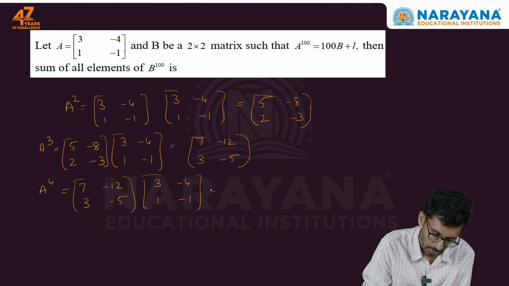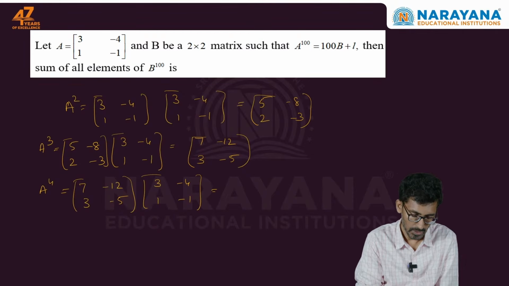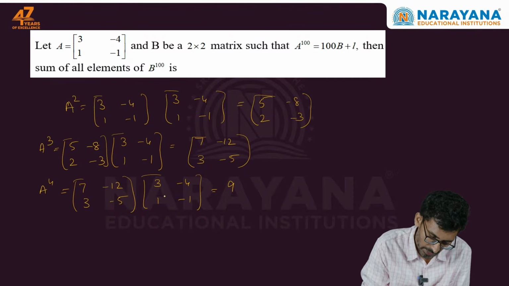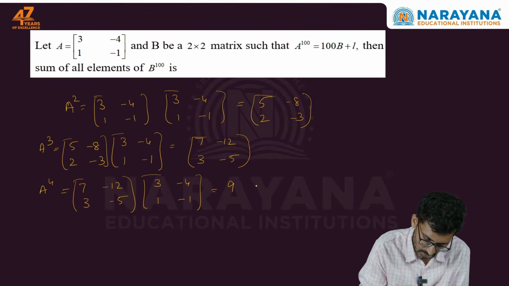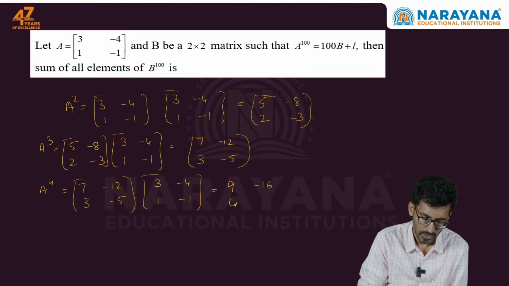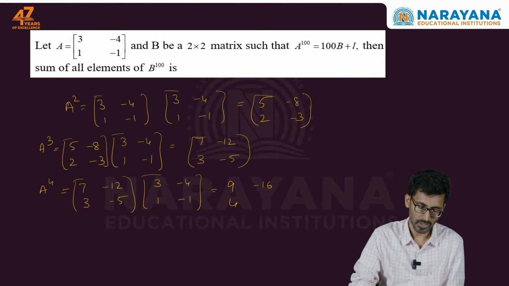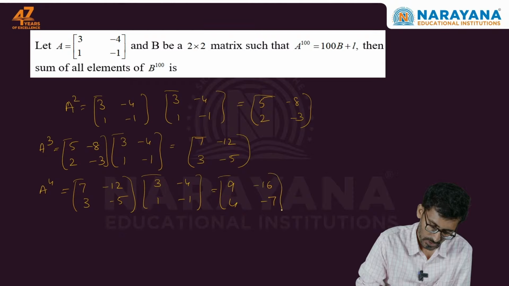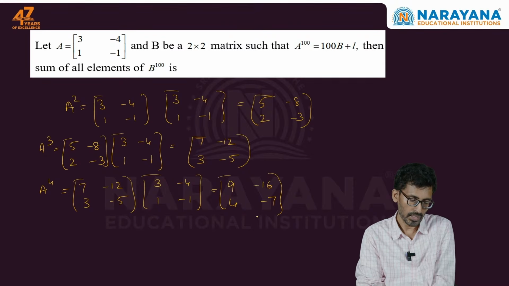So when we multiply these two matrices, first element will be 21 minus 12, which is equal to 9, minus 28 plus 12, which is equal to minus 16, 9 minus 5, 4, and minus 12 plus 5, which is minus 7. So here we can find some pattern.